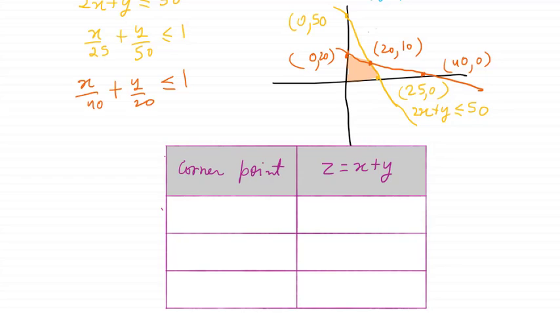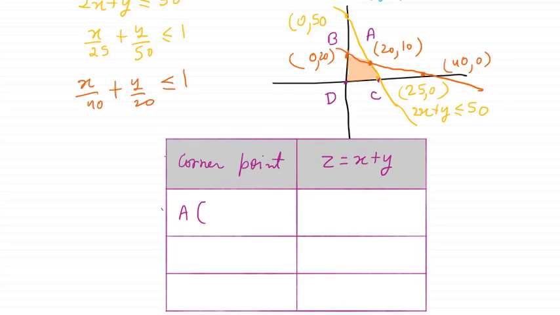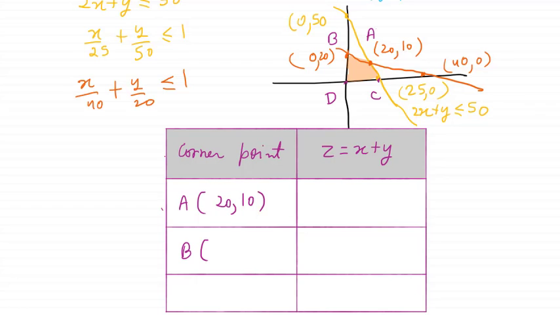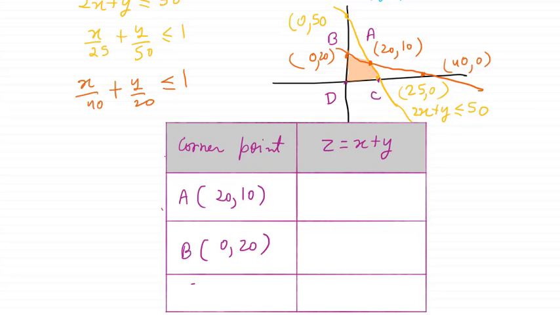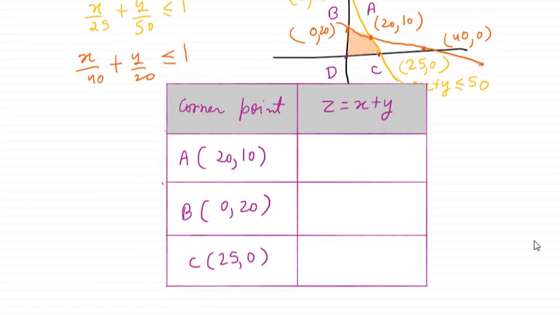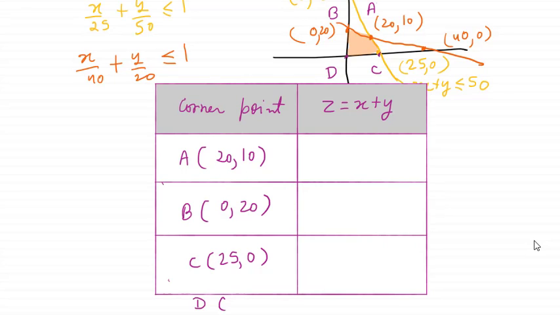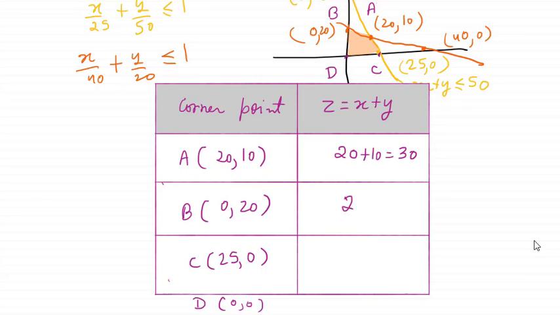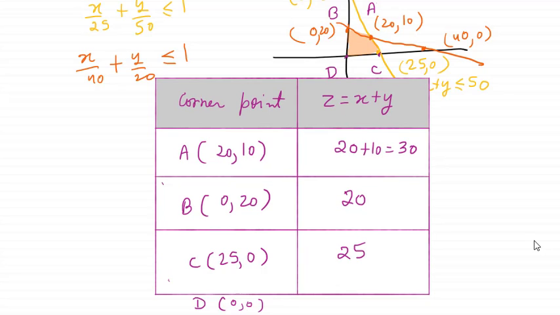Now let's label these points. Let's say this is A, this is B, this is C, and this is D. So first I'm taking A. A is 20, 10, and then B is 0, 20. C is 25, 0. And D is 0, 0. Now we have to find out Z at these values. So x plus y will be 20 plus 10, so that will be 30. Here we get 0 plus 20 is 20, here we get 25, and here we get 0 only.